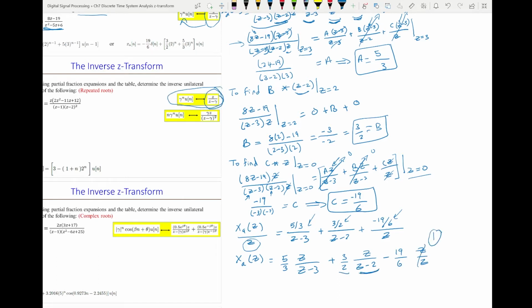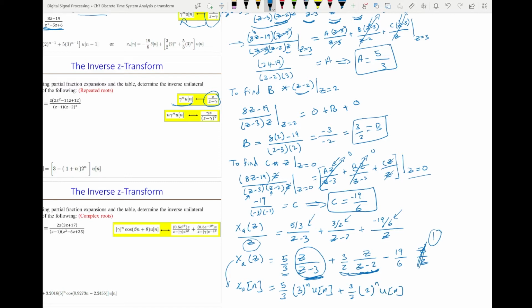Now I can use the table to find x of n. This is 5 over 3 constant, and the inverse Z transform of this one, let's clean this up. If I compare this to this quantity here, gamma is 3, so the inverse will be gamma to the n. So that will be 3 to the n u of n, plus this one will be 3 over 2. Again, here gamma is 2, so that will be 2 to the n u of n.